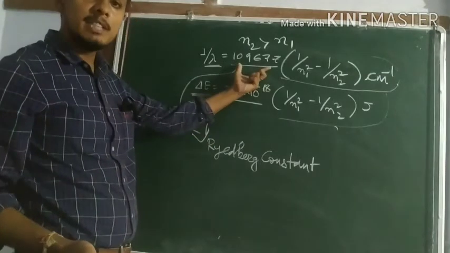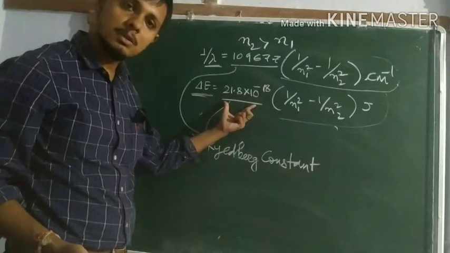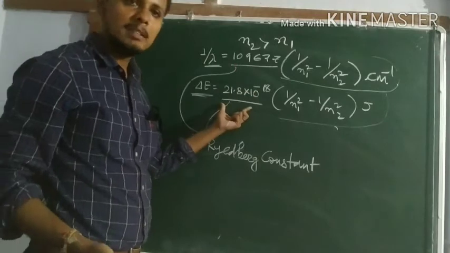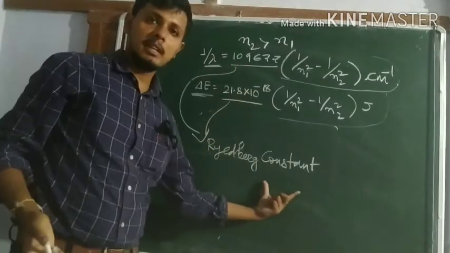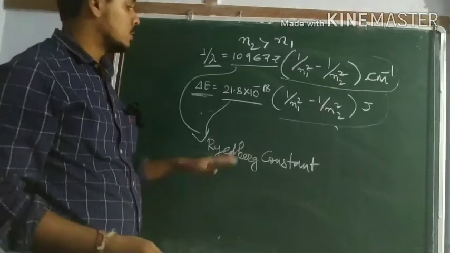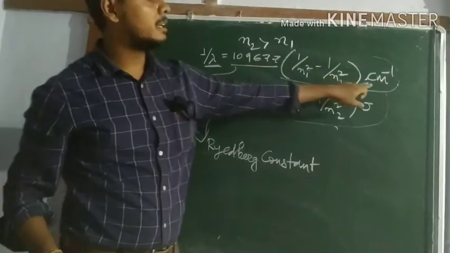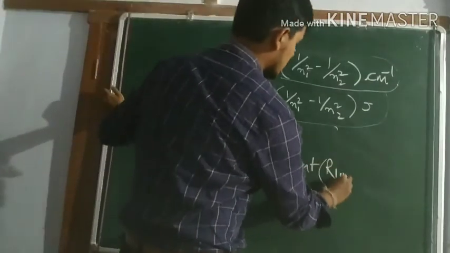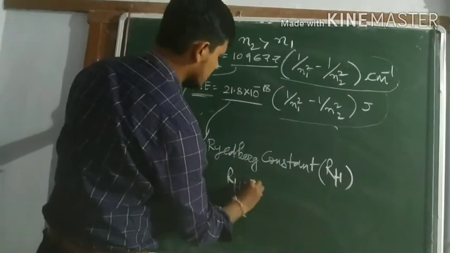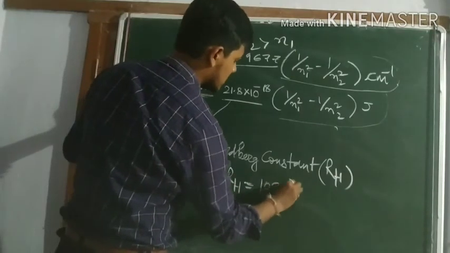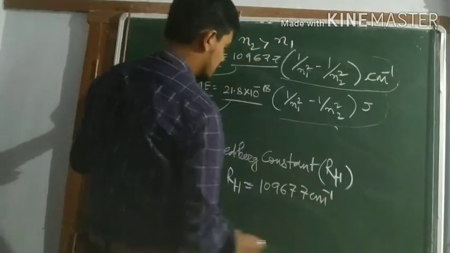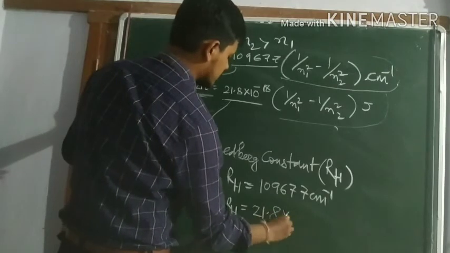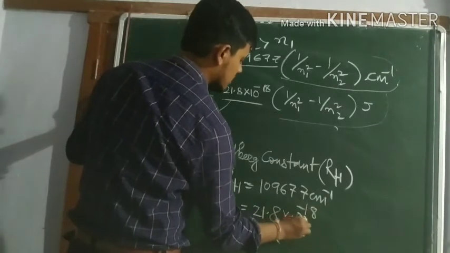Now this 109677 is a constant, this is also a constant. So 109677 and 21.8 into 10 to the power minus 18 are called the Rydberg constant. This is the Rydberg constant in terms of centimeter inverse, and this is the Rydberg constant in terms of joule. So RH is 109677 centimeter inverse, and RH is 21.8 into 10 to the power minus 18 joule.